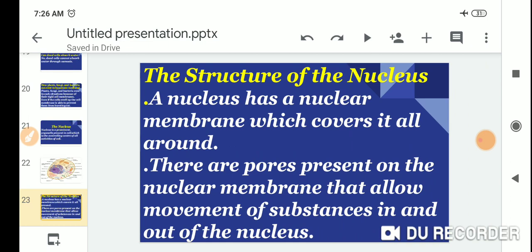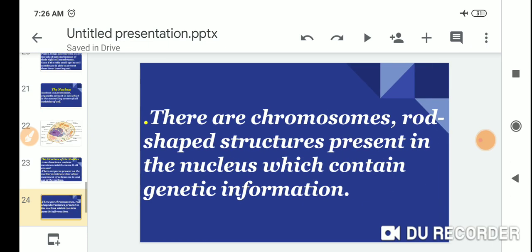The structure of the nucleus. A nucleus has a nuclear membrane which covers it all around. There are pores present on the nuclear membrane that allow the movement of substances in and out of the nucleus. There are chromosomes, rod-shaped structures present in the nucleus which contain genetic information.